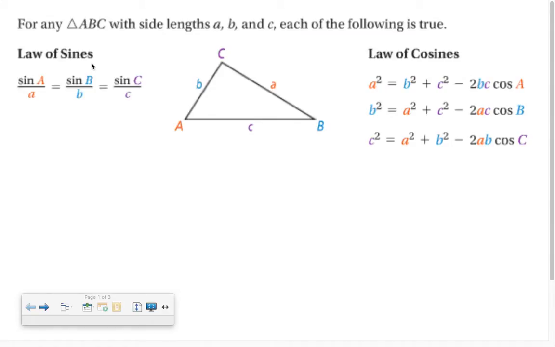Earlier in this chapter, we learned how to solve right triangles. We learned how to find missing measurements when we're given maybe a right angle, an acute angle, and a side, or a right angle and two sides. In this lesson, we're looking at how to solve any triangle. So we can use the law of sines or the law of cosines in order to do that.